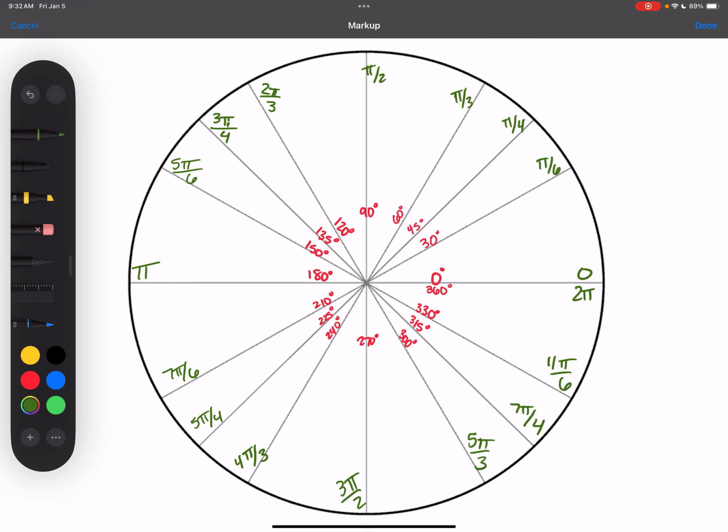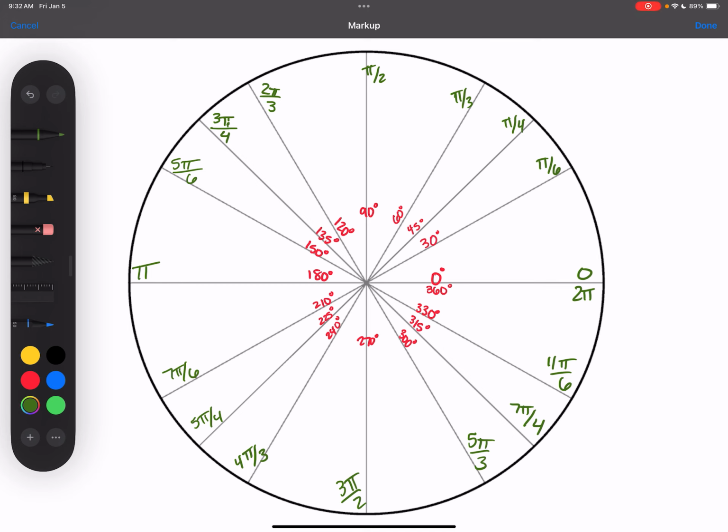Then the increments of pi over 4, so there's going to be 4 of these, so here, here, here, and here. So I've got 1 pi over 4, 2 pi over 4, which reduces to pi over 2, 3 pi over 4, 4 pi over 4, which reduces to pi, 5 pi over 4, 6 pi over 4, which reduces to 3 pi over 2, 7 pi over 4, then 8 pi over 4, which reduces down to 2 pi.